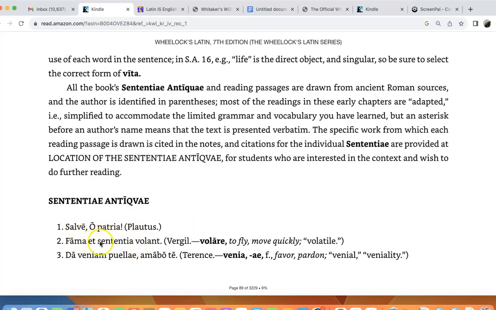So again, just thinking about what this means, that's probably how I would translate it: rumor and public opinion move quickly. Now, one thing about Wheelock's Latin is that when we say rumor and public opinion move quickly, for many students, my experience has been if you don't read serious literature, if you're not comfortable with philosophy, that's going to sound awkward. That's really beside the point.